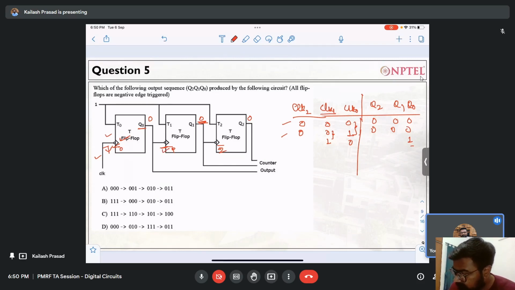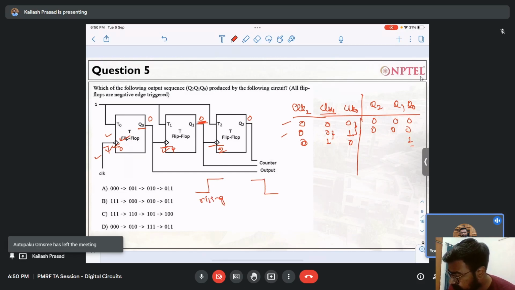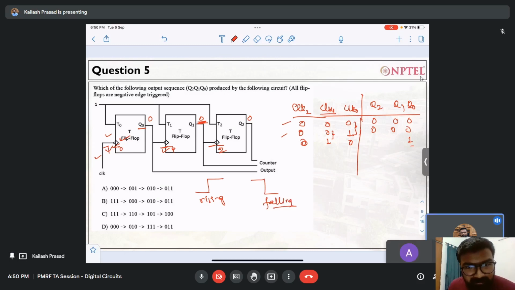Sir, please explain about the transition. Yes, what is transition? Okay. Transition means if your value is going from 0 to 1, it is a rising transition. If your value is going from 1 to 0, it is a falling transition. Right? So everybody understand. So whenever I'm saying it is going from 0 to 1 over here, it is a rising transition. If it is going from 1 to 0, it is a falling transition. So transition means that.